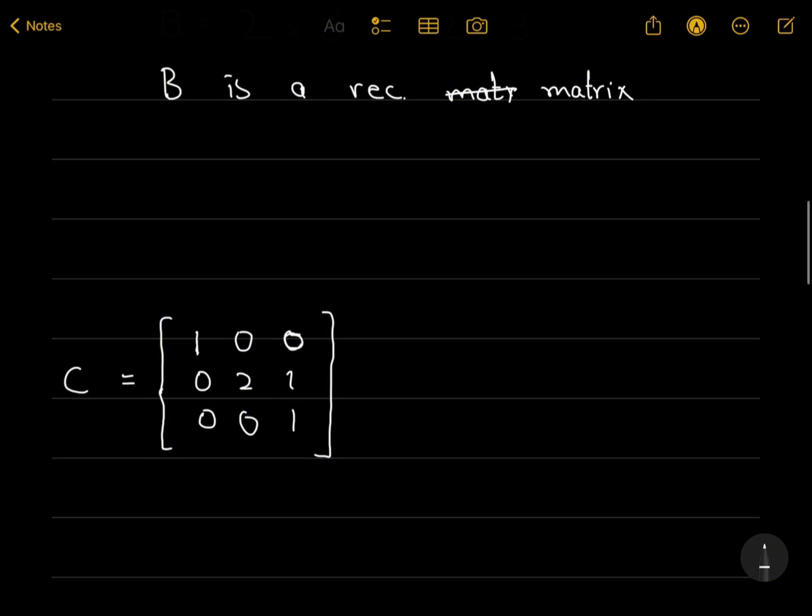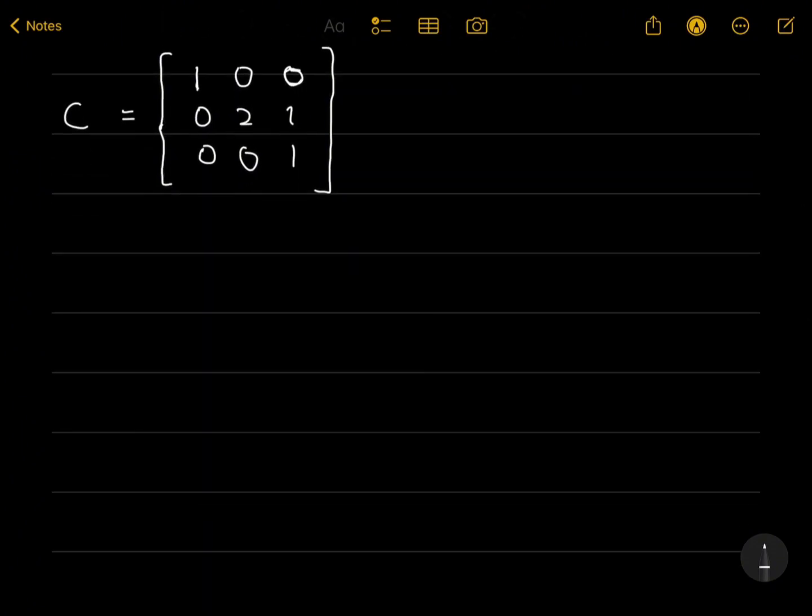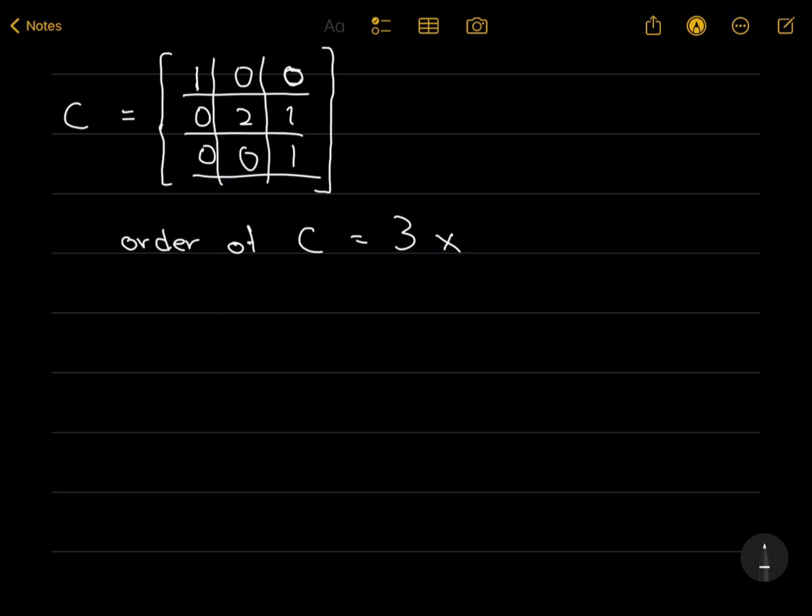Let's move on to the third question. Part C, not the third question, part C, sorry. Part C, let's just move on with the order of it. So order of C is the number of rows into columns. 1 row, second row, and third row. So 3 rows in columns 1, 2, and 3. So 3 columns. We know that 3 is equal to 3, so it is a square matrix.